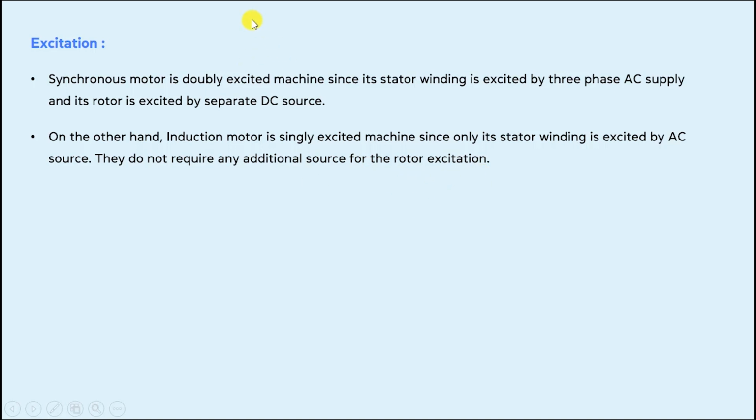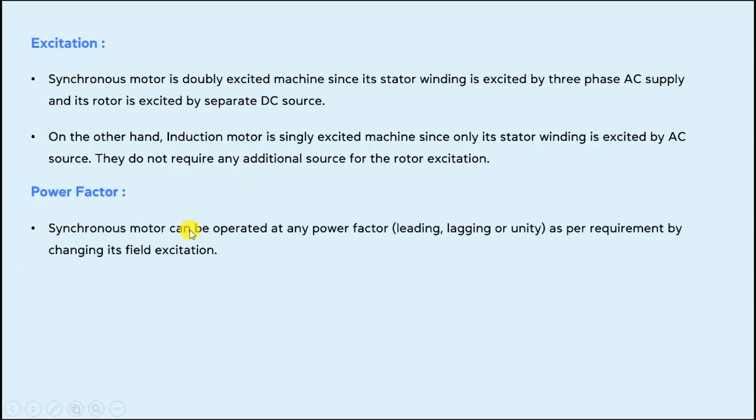So one more difference between synchronous and the induction motor is that synchronous motor requires a double excitation. Three-phase AC supply is given to the stator, whereas rotor has been supplied a DC source. Whereas in the case of an induction motor, only three-phase AC supply is given to the stator, and the induction motor starts to work.